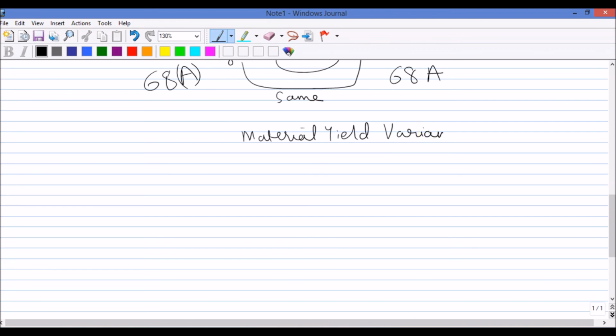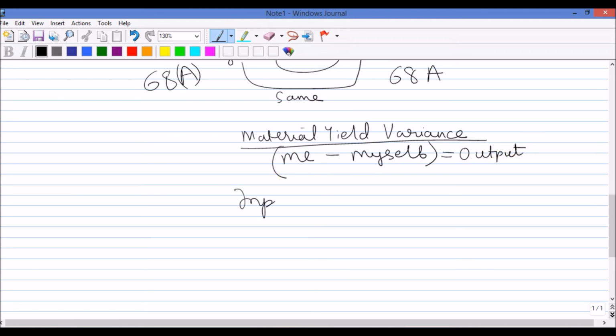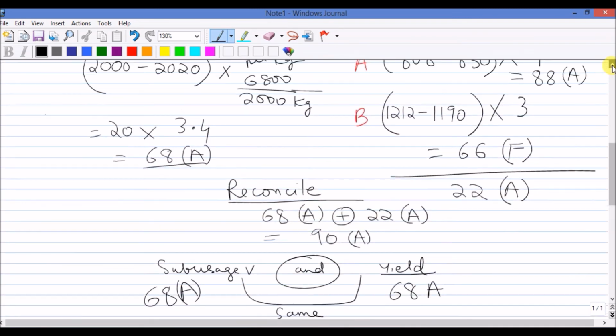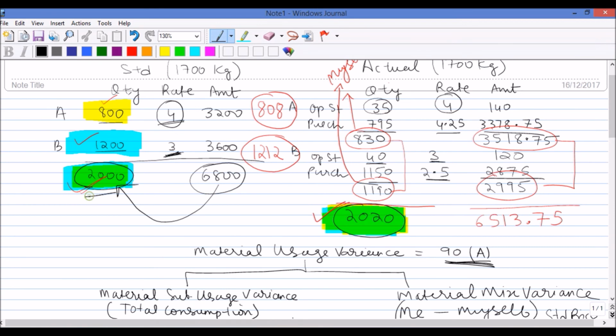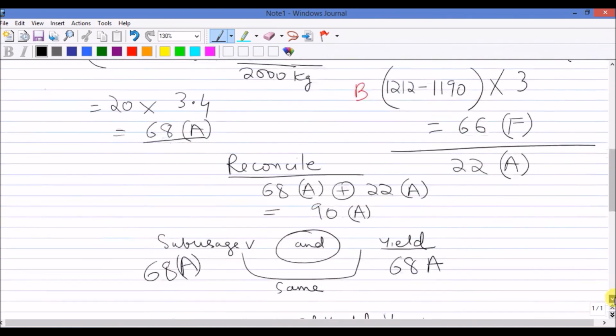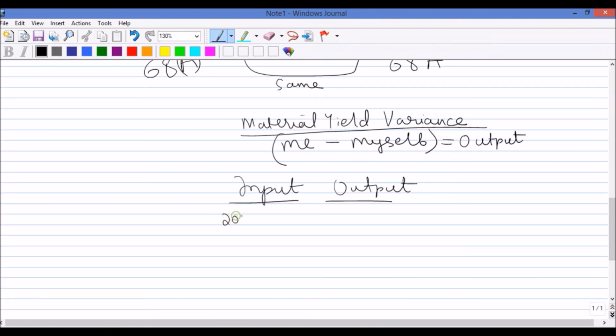Here also I have not changed my trick. It is me minus myself. Just remember, it is relating to output. Just remember this much. So my input and my output. So how much is my input? My input is 2000 kg, my output is 1700 kg.